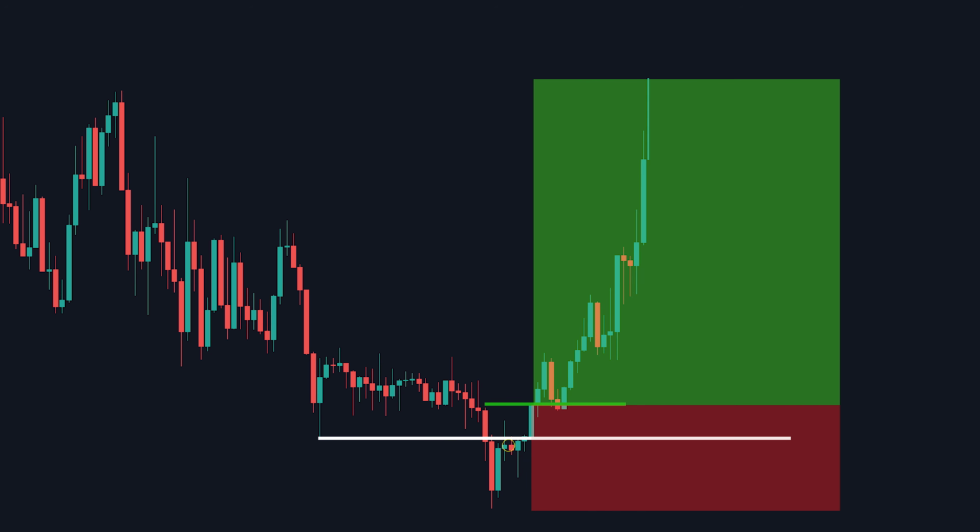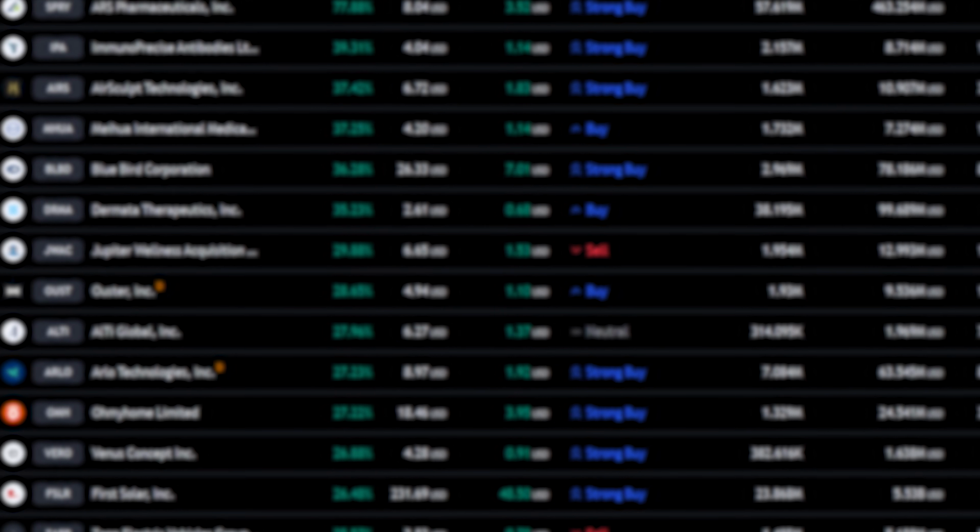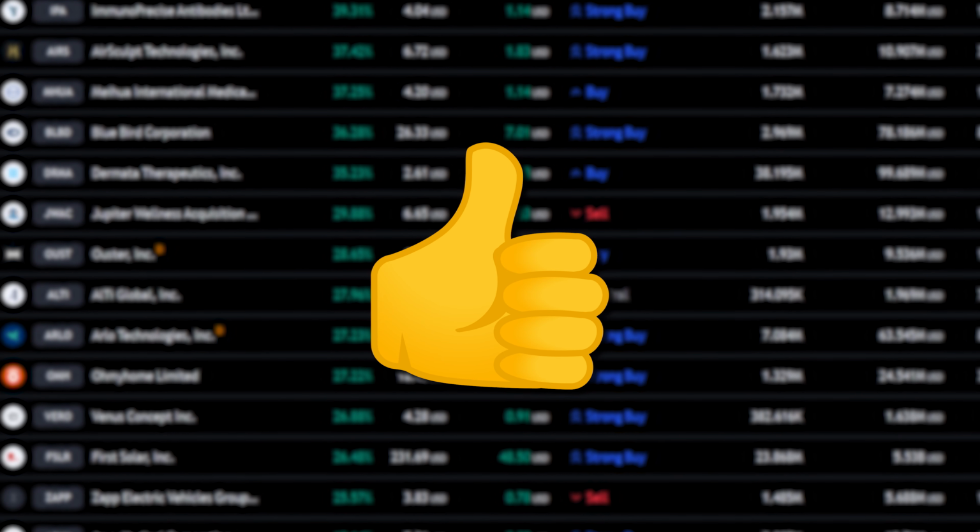So in this example, you can see price reversed exactly at this point and hit our huge take profit for a perfect trade. Now I'm gonna show you guys just how successful this strategy is, and then I'm gonna give you guys some tips to improve this strategy even more.